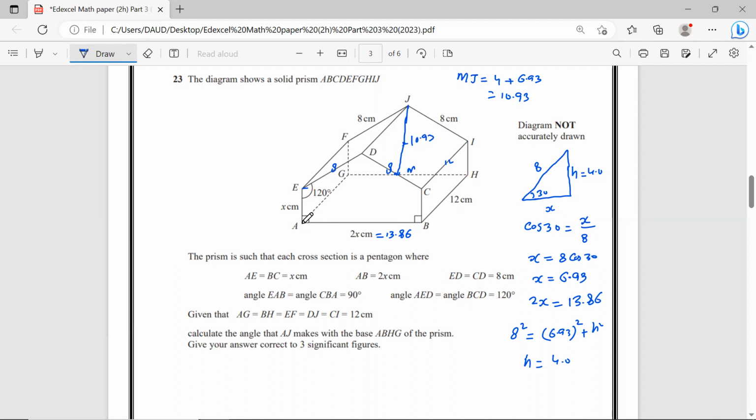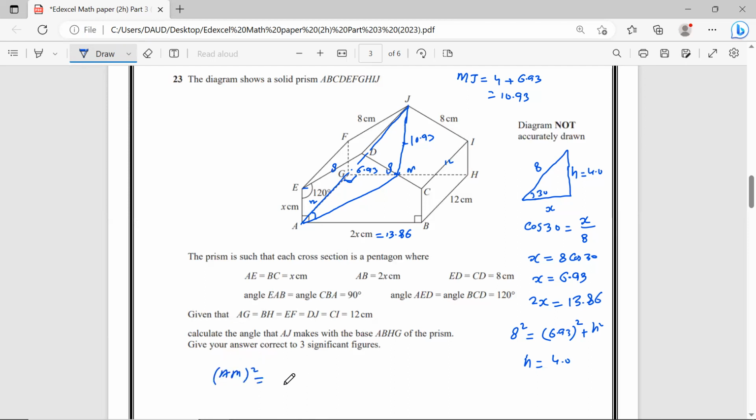So how to find AM, this length? That will help us to find the angle between AJ and the base ABHG, this one angle. So AM, this side is 12, this side is the half of GH, means we can consider 6.93. So by using these two, we know that this is a rectangle, so here 90 degree. Using Pythagoras, we can find out AM is what?